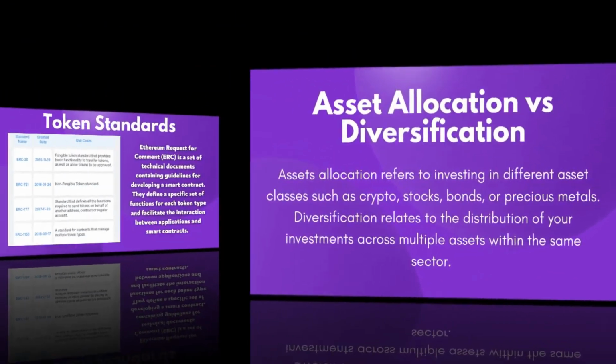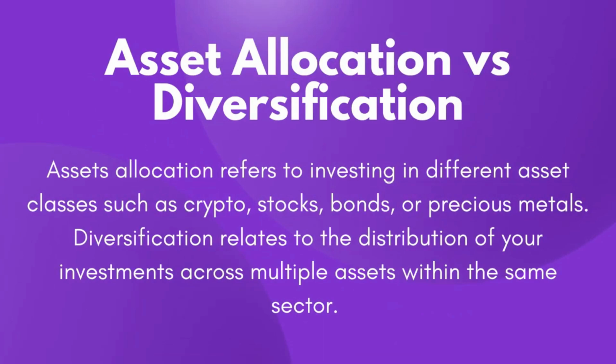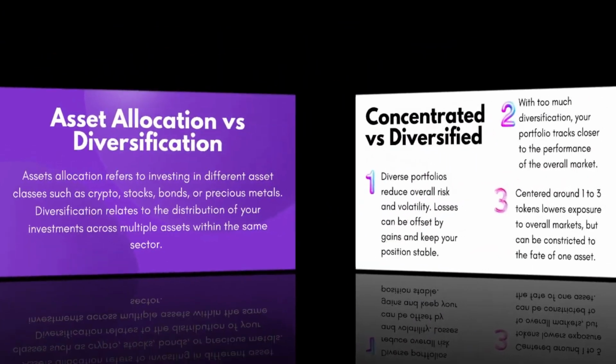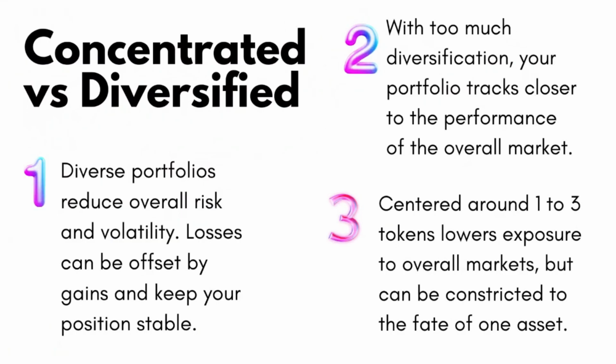Now let's talk about asset allocation versus diversification. Asset allocation refers to investing in different asset classes such as crypto, stocks, bonds, or precious metals at the same time. Diversification relates to the distribution of your investments across multiple assets within the same sector. Asset allocation is typically done by larger institutions. For the everyday investor like you and me, diversification would suit us best. With diversification, you can better reduce overall risk and volatility. Losses can be offset by gains and keep your position stable over time.